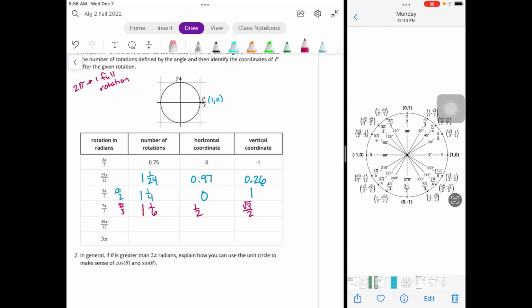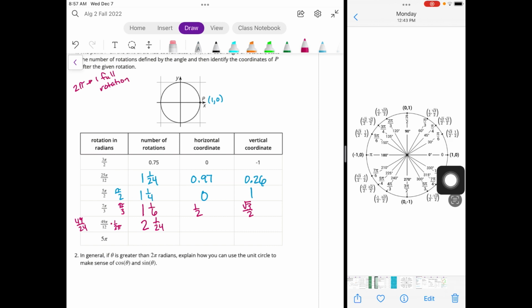All right, so 49 pi over 12. This is one that I am going to divide by 2 pi. So I'm going to multiply by 1 over 2 pi. And so I end up with 49 24ths. And 49 24ths is the same thing as 2 and 1 24th. Because 49 divided by 24 is 2, because 24 times 2 is 48. And then I have 1 left over. So I'm going 2 full rotations around and then landing at 1 24th.